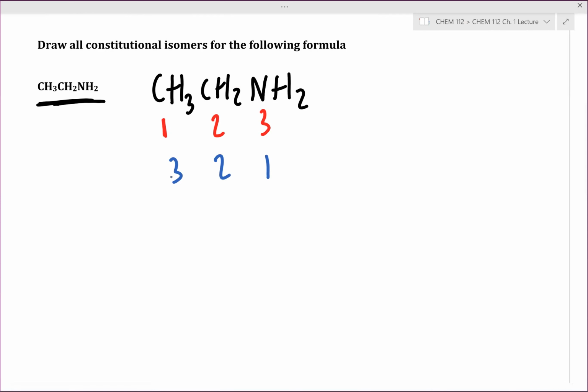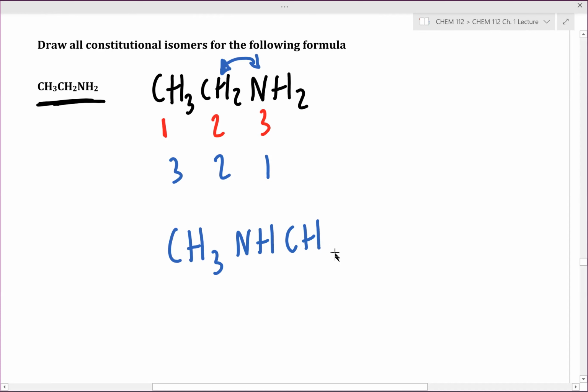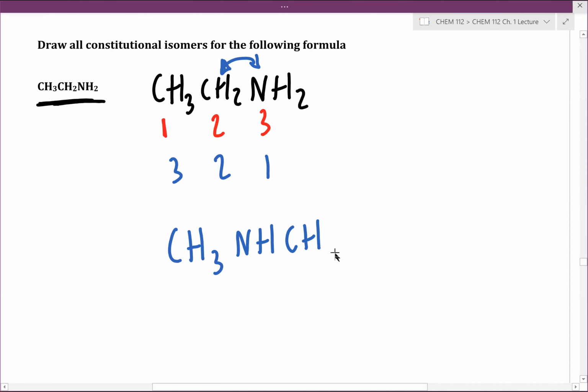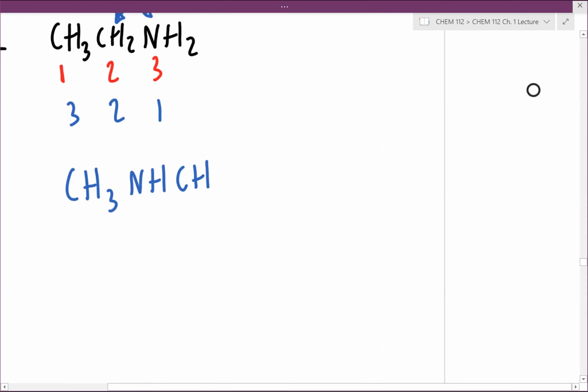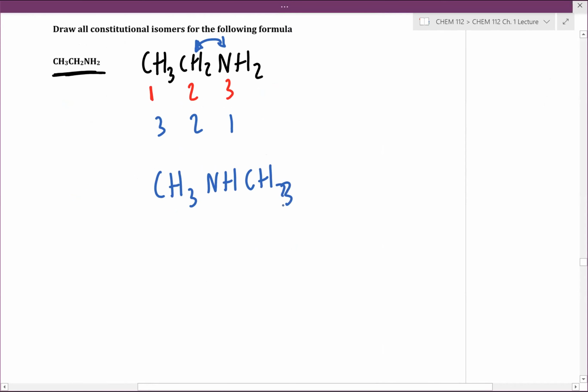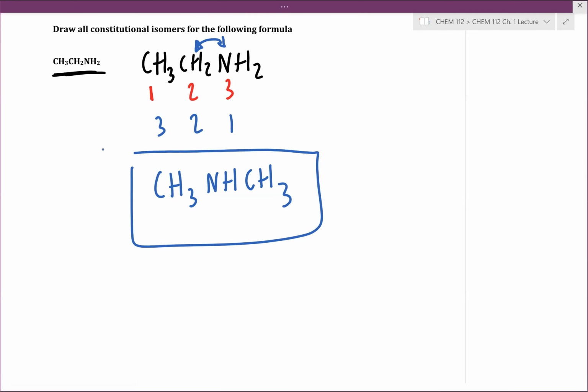So as we can see, what carbon can we swap this nitrogen with? Where do we see different numbers? The middle one? Yeah. So we're going to swap this carbon and this nitrogen. And that gives us the following formula: CH3, NH, CH3. So that's the only constitutional isomer that we could potentially draw. Were there any other potential isomers that you'd like us as a class to evaluate? No, that's the only one we could think of.